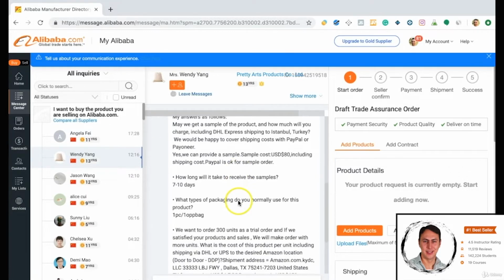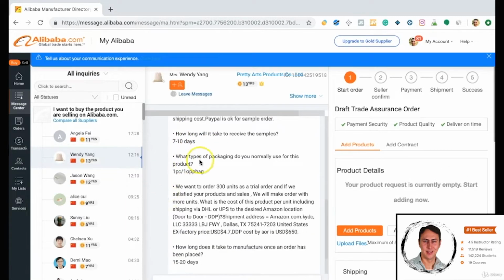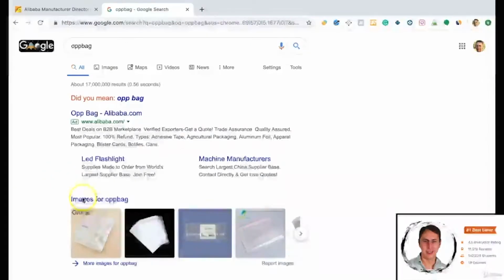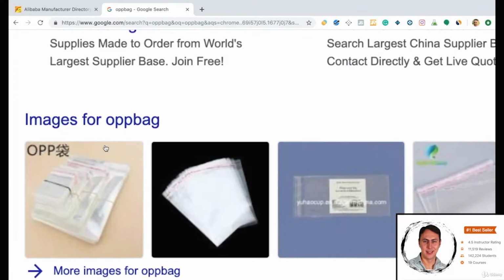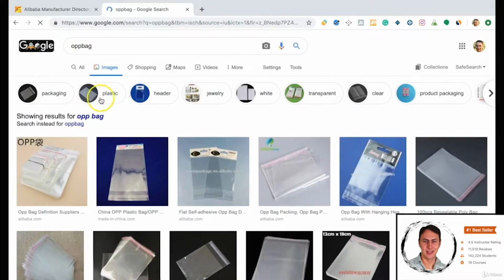They are saying so. We asked some questions about packing. They are preparing OpBag. It is a nylon bag indeed. Let's have a look at what OpBag is. OpBag is a kind of nylon bag. It is on the screen now. I will prepare a video about packing types. And the manufacturer has said they are packing like this.